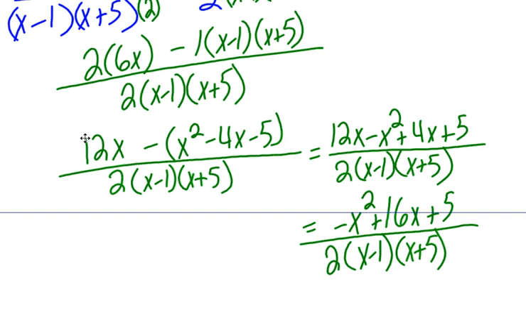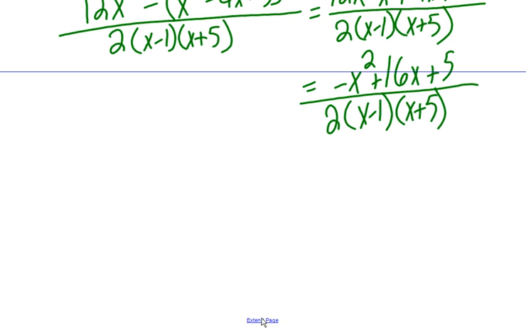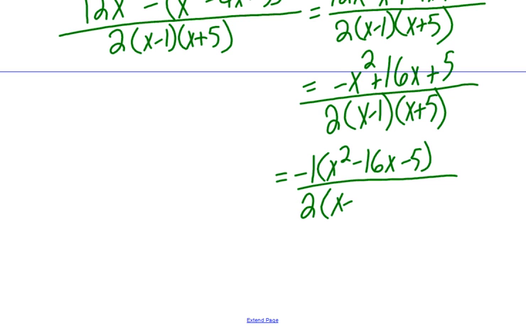That trinomial in our numerator will not reverse FOIL. There is no possible combination that will give us a product of 5 and a sum of a positive 16. What we can do is factor out that negative 1 because we don't like our leading coefficients to be negative. So x squared minus 16x minus 5 all over 2 times x minus 1 times x plus 5. And this now is our final answer.